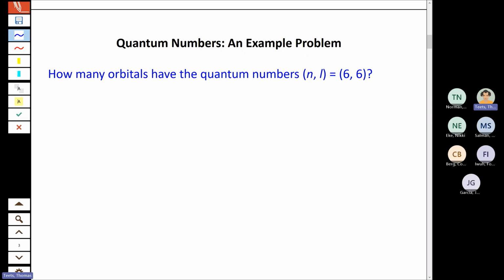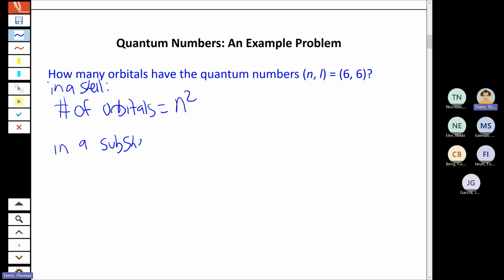There is another possibility that comes up in this problem. We learned last time that in a shell, which is defined by an n value, the number of orbitals equals n squared. And in a subshell, if we give you an l value, either by itself or, in this case, along with an n value, then the relationship that would be applicable is that the number of orbitals is 2l plus 1.